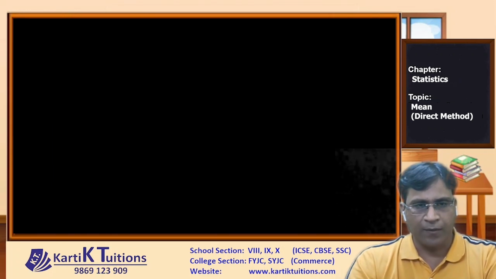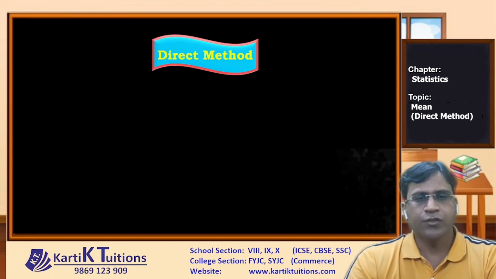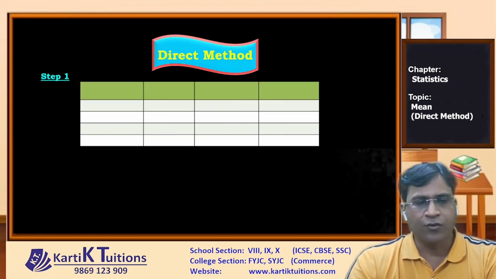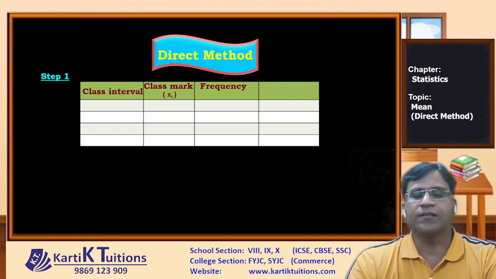Let's have a look at the next part. Now see, in the direct method, there are only two steps. First, you need to prepare a table with 4 columns, where the first column is for the classes, the second is for the class mark, the third is for the frequency, and the last is the product of class mark with its frequency, that is fi xi.